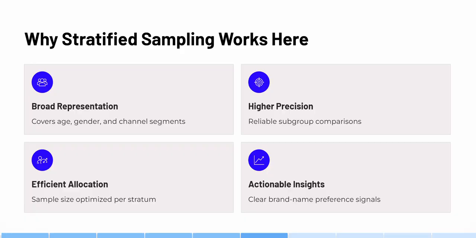So why does stratified sampling work here? It works here because it has a broader representation, like it covers ages, genders, and different channels the people shop. It has high precision. I mean, it is reliable on subgroup comparison, which is very highly emphasized, and efficient allocation, like the sample size is optimized per stratum. It helps allocate each and every individual group, their segments, etc. It has actionable insight, I mean the clear brand name preference and signals.